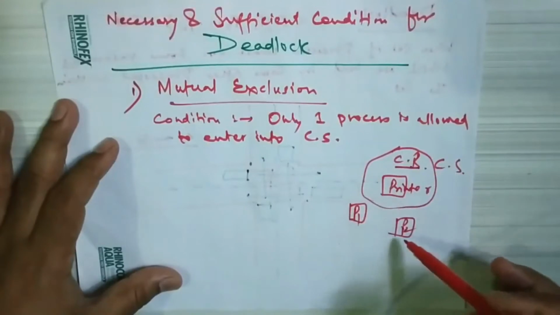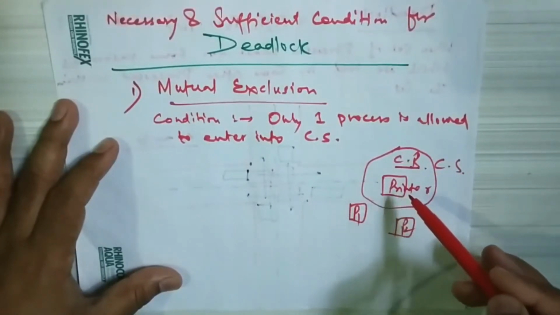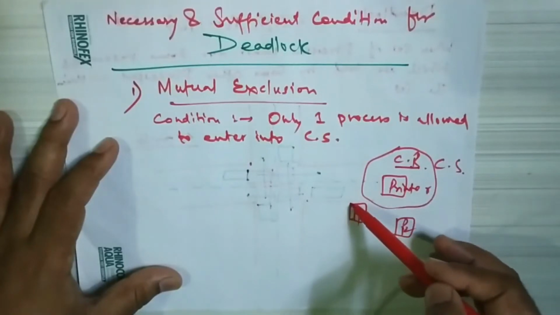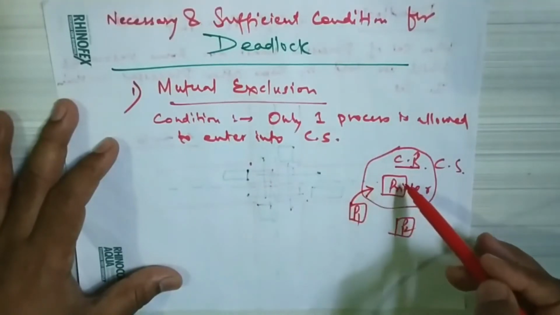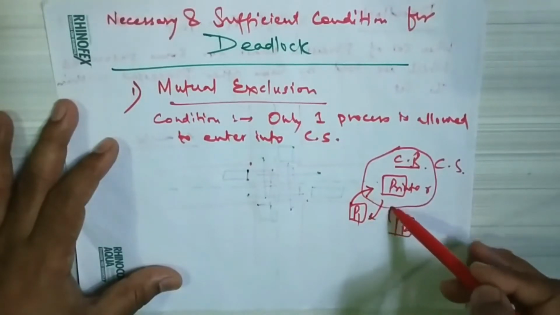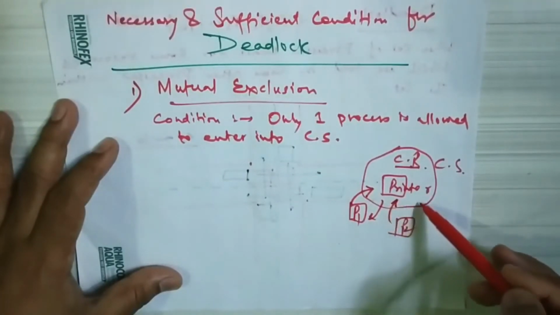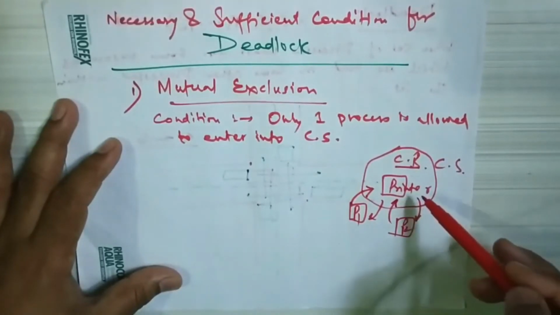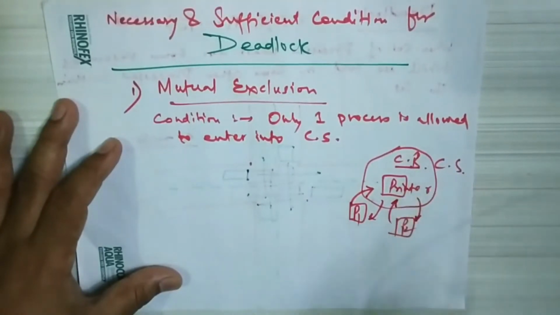So if both the processes want to access this printer, then first any one of the processes, say P1, will go inside the critical section, access the printer, and then come out. Then process P2 will go, and then it will come out. Any other process that wants to access this printer will then enter the critical section.